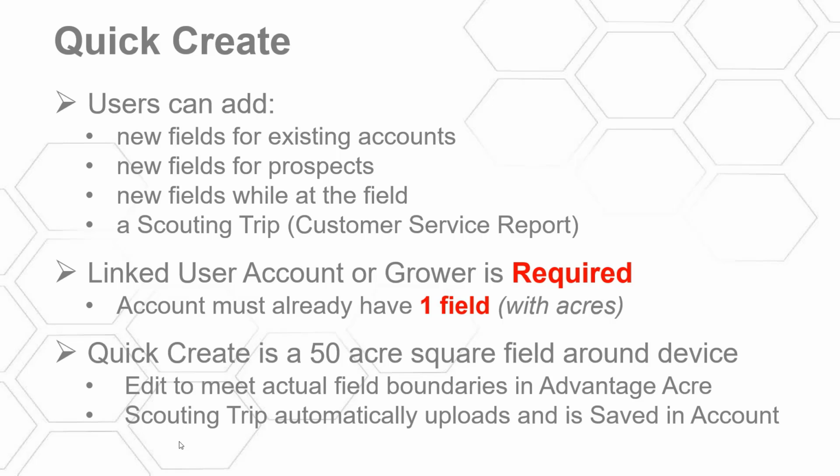And when we do so, we're creating a 50-acre square field around the device. We can edit it later in Advantage Acre. We'll walk you through that. But while you're there, it automatically uploads that new field to Advantage Acre, and any scouting that you do at the same time is automatically saved in that Advantage Acre account.